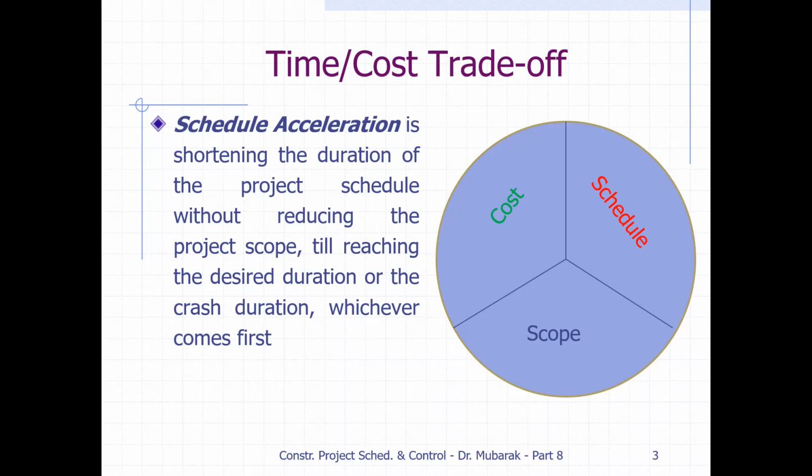We call it shortening or schedule acceleration till reaching the desired duration or the crash duration, whichever comes first. So we are going to shorten until we reach the desired duration, like how much time we want to save, or the crash duration. Sometimes we say it's a simple crashing or a complex crashing. So usually we do 1 day in each cycle, and this way we do the simple crashing, so that the curve shortens in a straight line, not in a curved way.